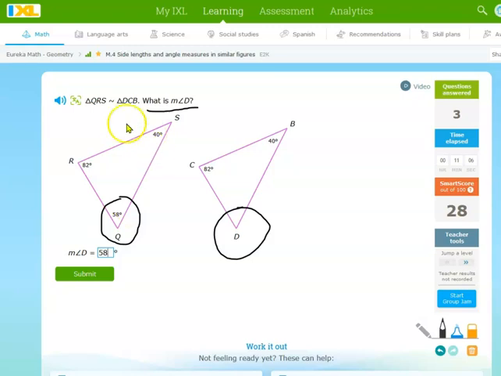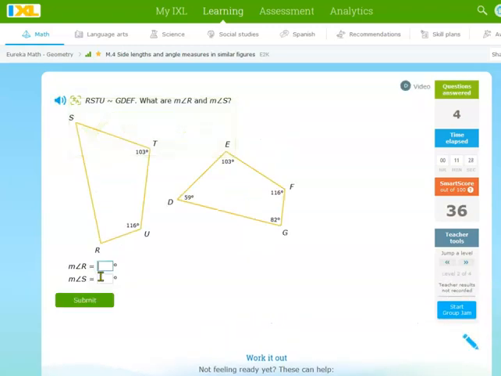I'm just going to do a quick check with the similarity statement to make sure. D, that's what we're looking for, is the first letter in this part of the similarity statement, and Q is the first letter over here, so that means D and Q are corresponding angles. And good, that's what we thought. So 58 is correct. We'll go ahead and hit submit. And then this one, maybe this will be the last one that I'll do.